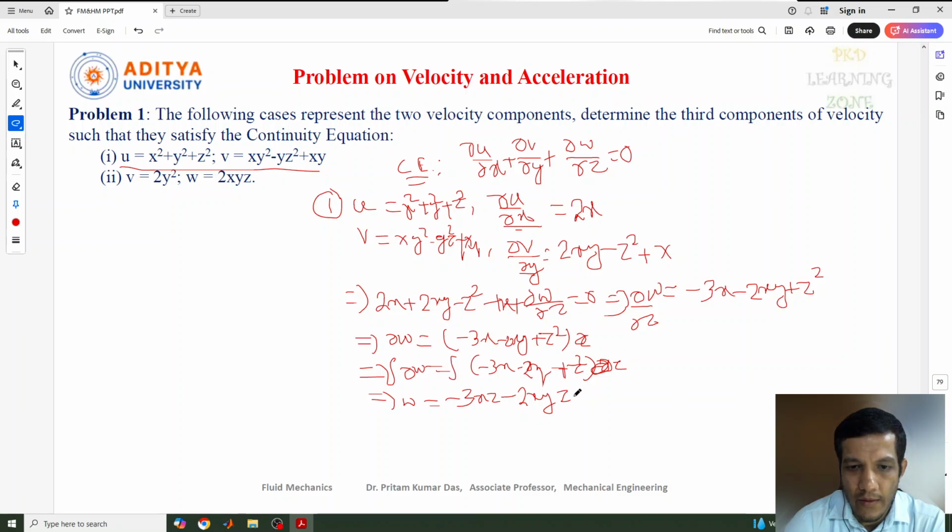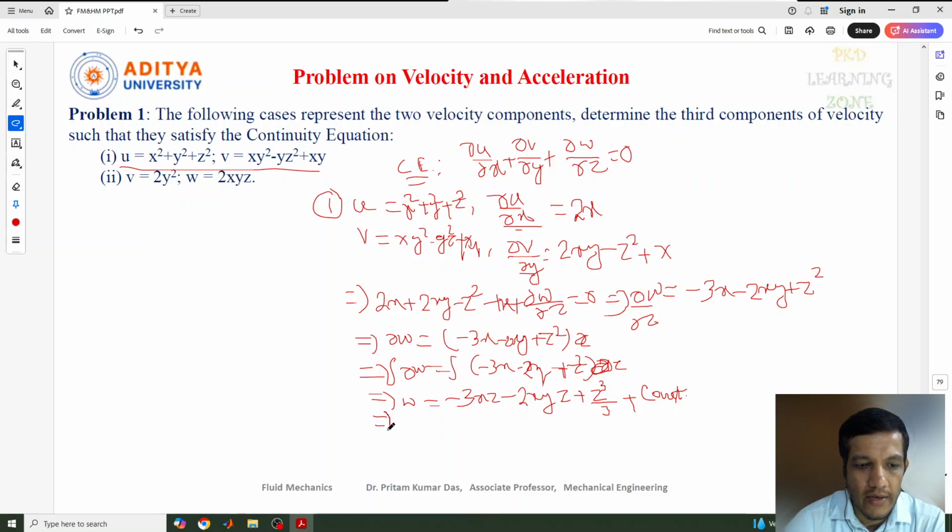Now here we'll get z square del z integration. So this will be z cube by 3 as per the integration formula, plus we can get some constant of integration, because we know that if you do the integration of the whole part, then we'll get some constant. This constant we used to write as c in our mathematics. So this is the constant of integration.